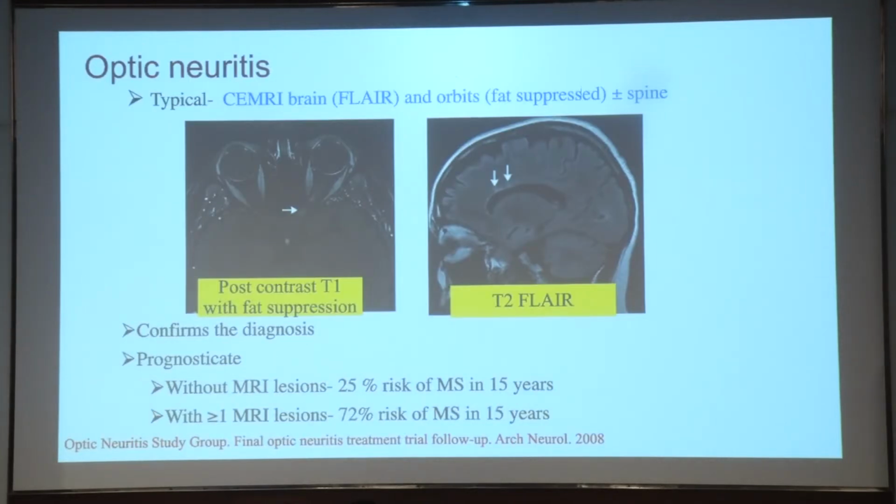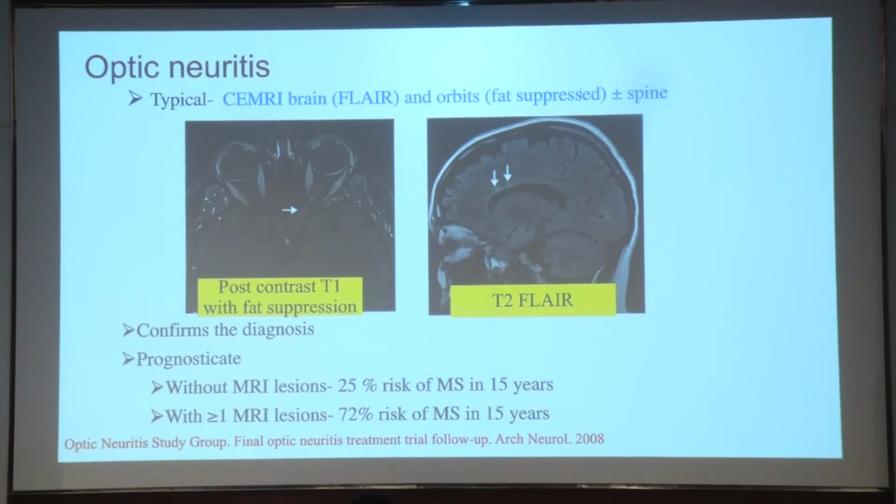Now coming to each of these indications in neuro-ophthalmology. First is a case of optic neuritis. If the patient has very typical features of optic neuritis, you can go ahead with a contrast enhanced MRI of the brain, FLAIR images, and orbits, fat suppressed images. Then what you see on the post-contrast enhancement of the optic nerve confirms the optic neuritis. And on T2, you see these hyperintensities. So these are your demyelinating lesions.